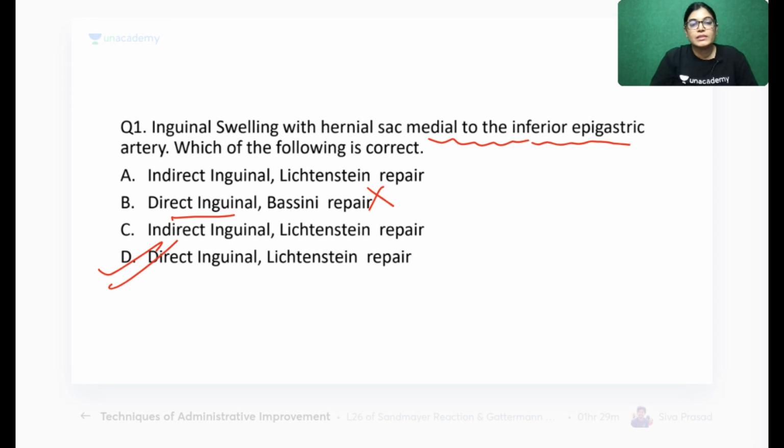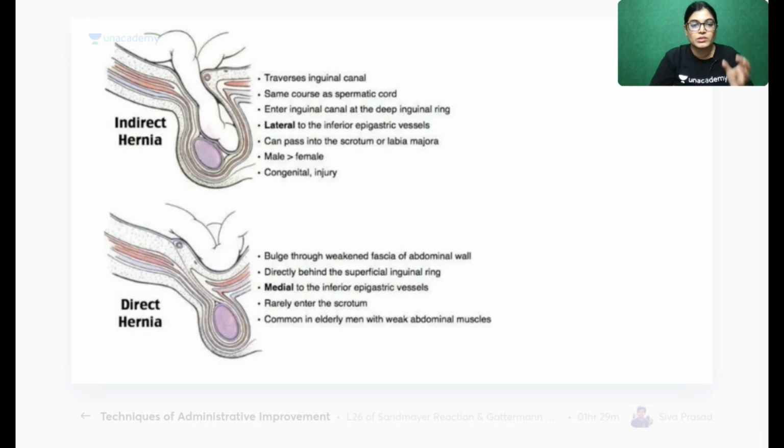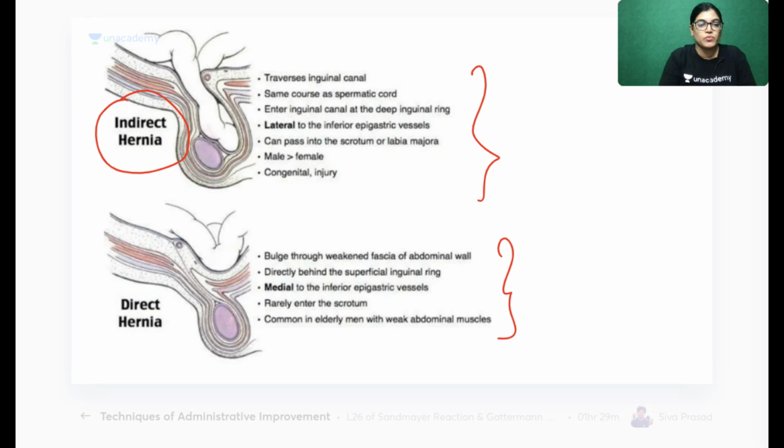Okay, so not the Bassini repair. It's the Lichtenstein repair and direct inguinal hernia. I will explain in brief about this. See here, this PDF you can also download afterwards. So there are 2 types of hernia: one is the direct and the other is the indirect one.